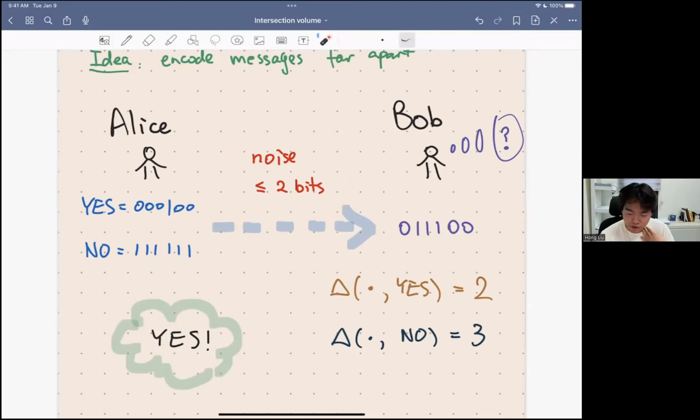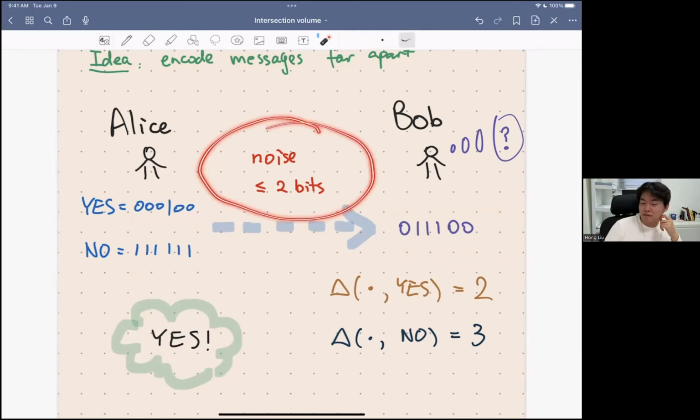In this very easy example, Bob received this string 0, 1, 1, 1, 0, 0. What we have to do to tell what Alice is really saying is to compute the distance of the received string to whatever we pre-agreed on how to encode the message. We compute that the Hamming distance is 2 from yes and 3 from no. Because we know beforehand the noise can only corrupt up to 2 bits, we know that what Alice is really saying is yes.